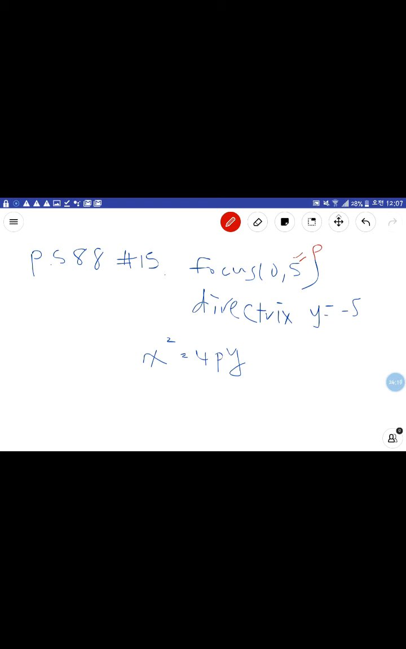So now I just plug the 5 into p. That's it. So my answer is x squared equals 20y. That's how we get the standard form of this parabola.